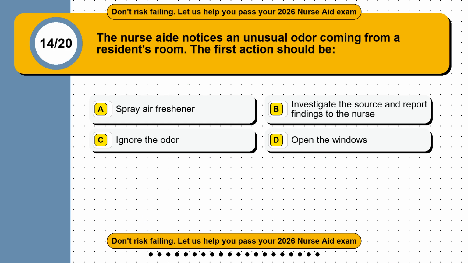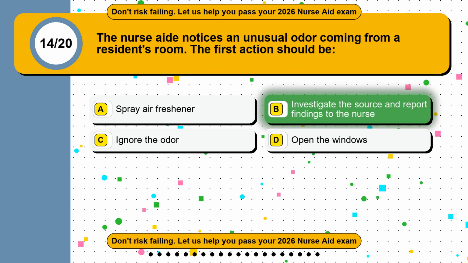Question 14. The nurse aide notices an unusual odor coming from a resident's room. The first action should be: option A, spray air freshener. Option B, investigate the source and report findings to the nurse. Option C, ignore the odor. Option D, open the windows. The correct answer is option B. Investigate the source and report findings to the nurse.